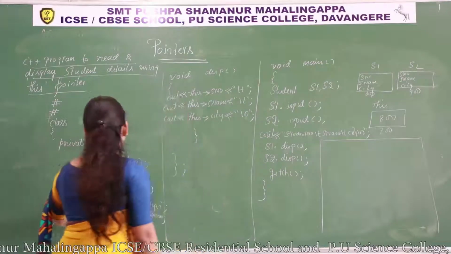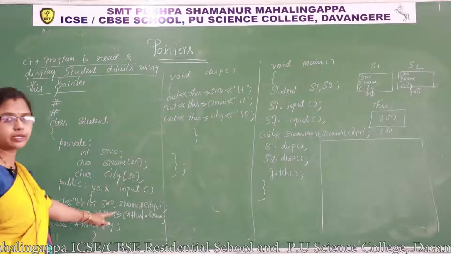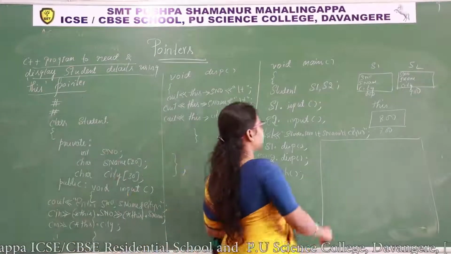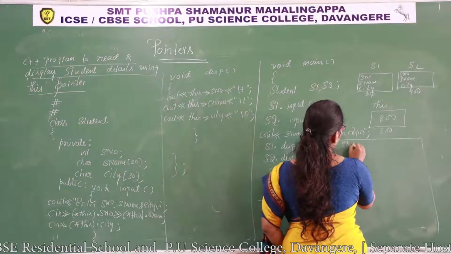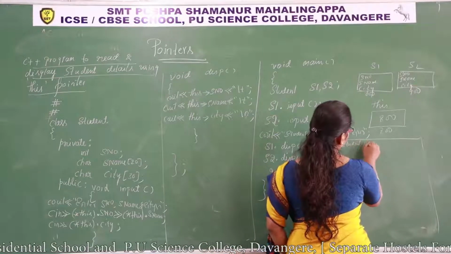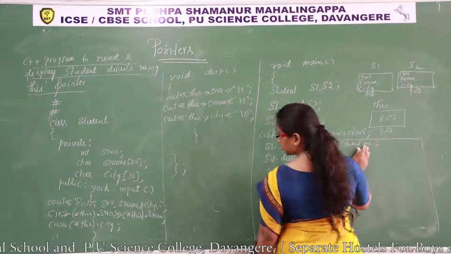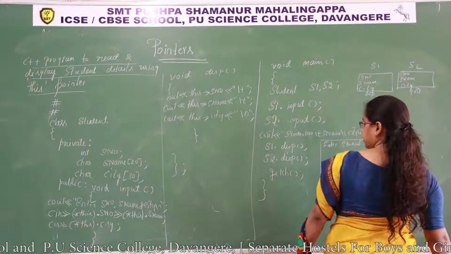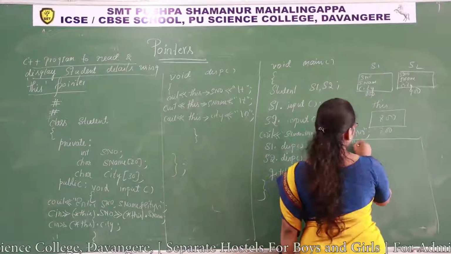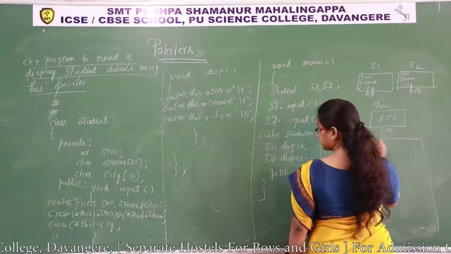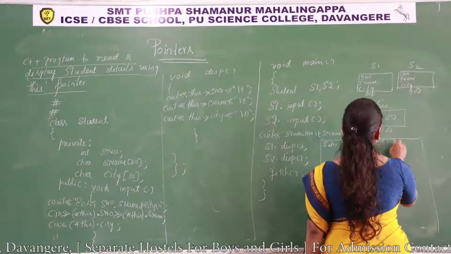See here, "Enter student number, student name and city" will be displayed on the screen. Enter student number. What you have written in the cout statement will be displayed as it is. SNO, no? Student number, student name and city.